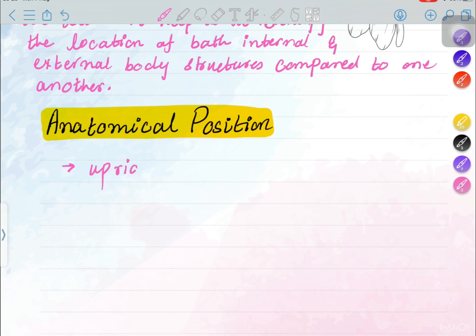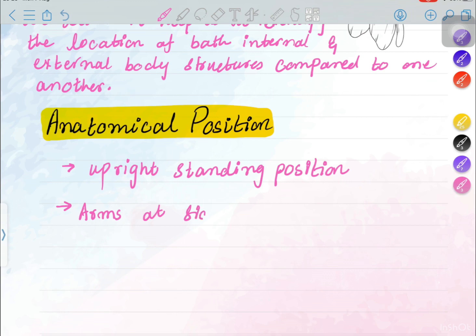So first of all, do it the way I'm writing it. First, upright standing. Stand up, stand up. It's not a punishment, just stand up. Secondly, you have to have your arms at your side. It's not folded, it's not on your head, just arms at the side. And I will show you the picture in a second.